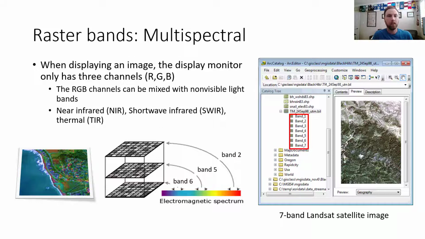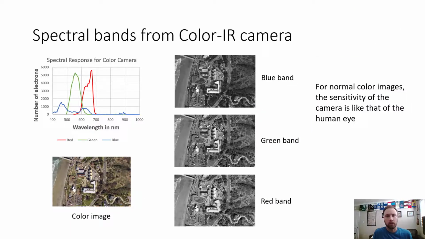So when displaying an image, the display monitor, your computer or iPad or something, only has 3 channels to view light, R, G, and B. The RGB channels can be mixed with non-visible light bands, for example, near infrared, also shortwave infrared, or thermal. So those bands can be swapped around to display the surface or the object differently, and that's what you'll be doing in this week's lab. So here's just a couple of examples.